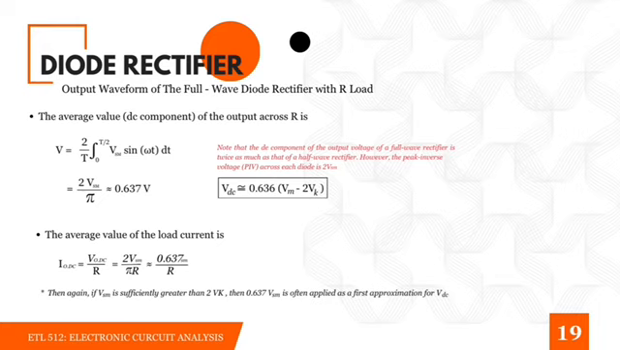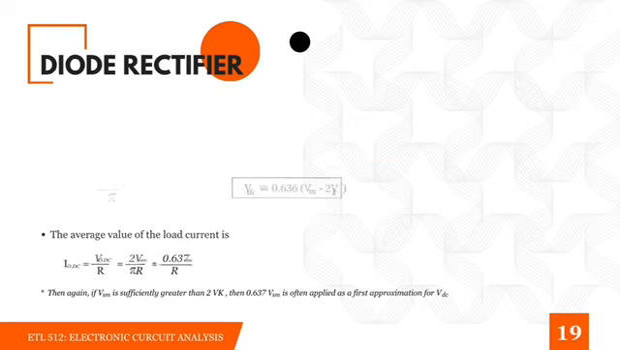If we use a bridge rectifier with silicon diodes, each with a drop of 0.7 volts, then the total voltage drop is 1.4 volts. Therefore, the average output voltage becomes approximately 0.636 times the difference between the peak voltage and 1.4 volts. To summarize, the full-wave rectifier produces an average DC output that is twice as much as the half-wave rectifier. However, the peak inverse voltage, or PIV, across each diode is equal to 2 times the peak input voltage.